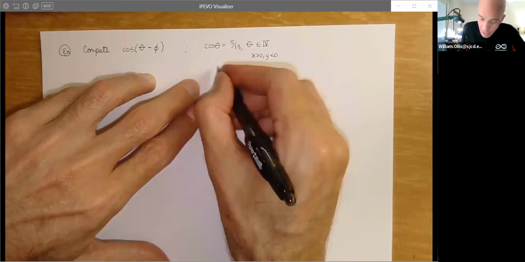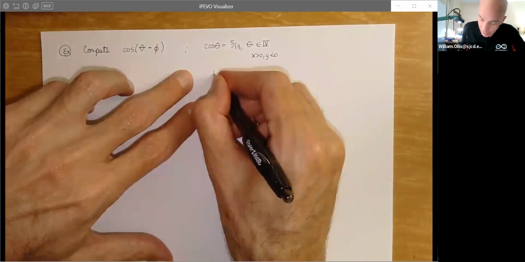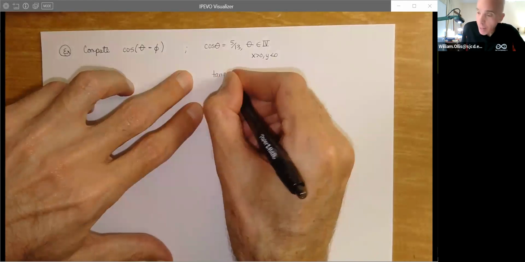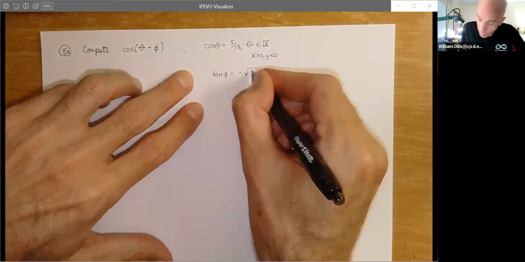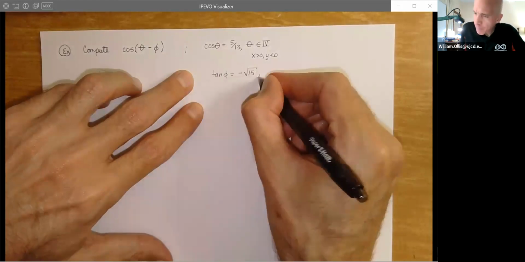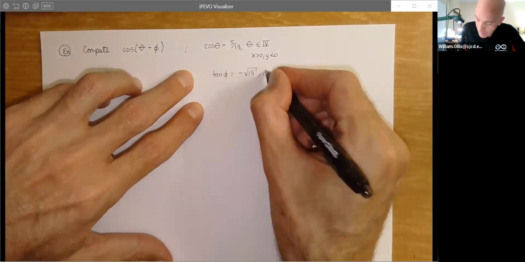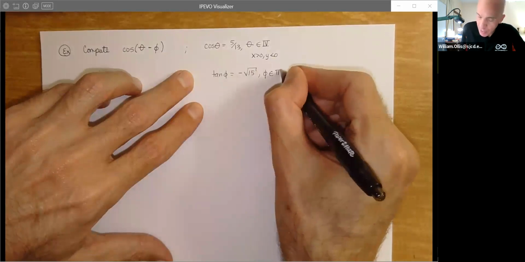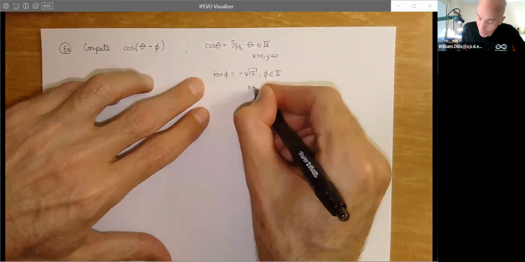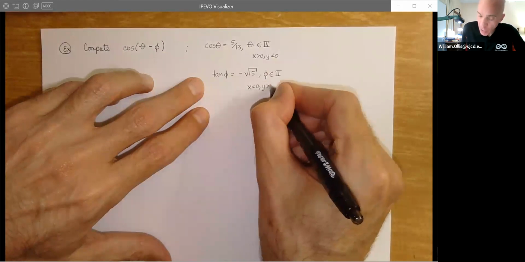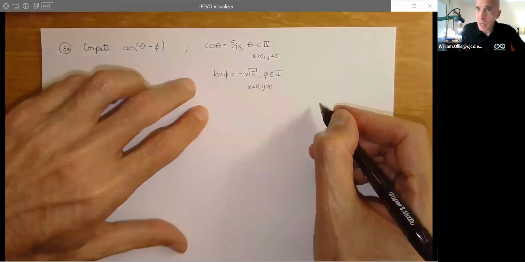And then we're given some information about phi. Tangent of phi is, in this case, the negative square root of 15, and phi terminates in the 2nd quadrant. So of course, this is consistent there because we know x is negative and y is positive. So this is the arithmetic of the quadrants.